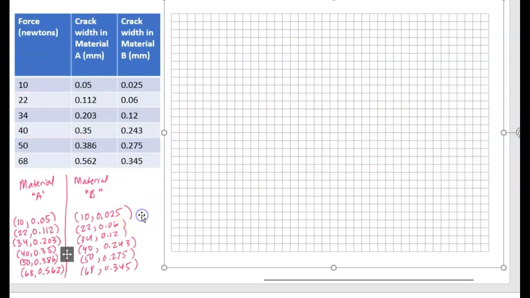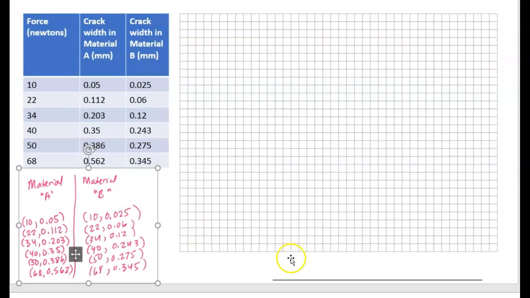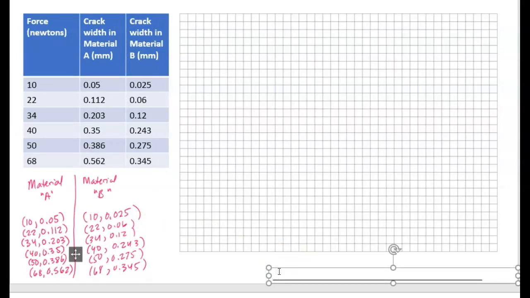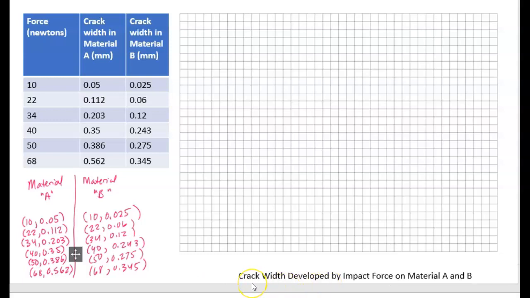Now we can build our line graph. The first thing I'm going to do is put my title on to describe what I am going to be showing. Notice the title of my graph is not just graph. Instead, I use it to describe what I'm going to see. Crack width developed by impact force on material A and B.